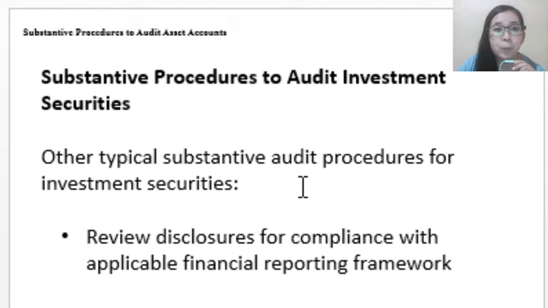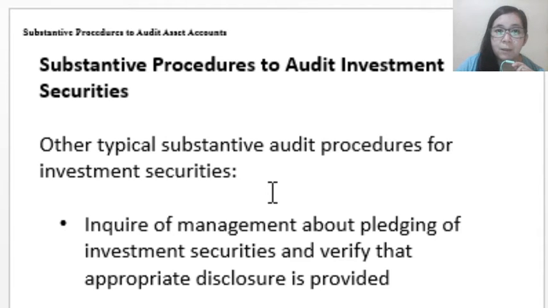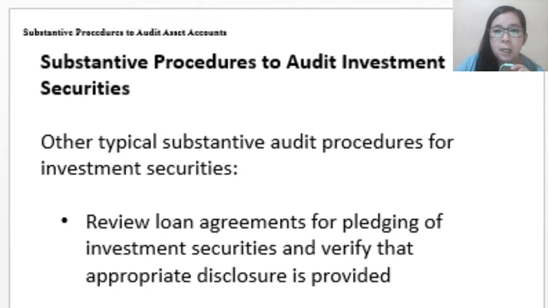So, aside from those mentioned, there are also other typical substantive audit procedures that the auditor can perform. First, the auditor can review the disclosures required by the framework for investment securities. Next, he can also inquire from the management about any pledging of these investment securities, if they have been pledged for a loan or credit, and also verify that any disclosures required by the standard are presented by the entity together with the financial statements.